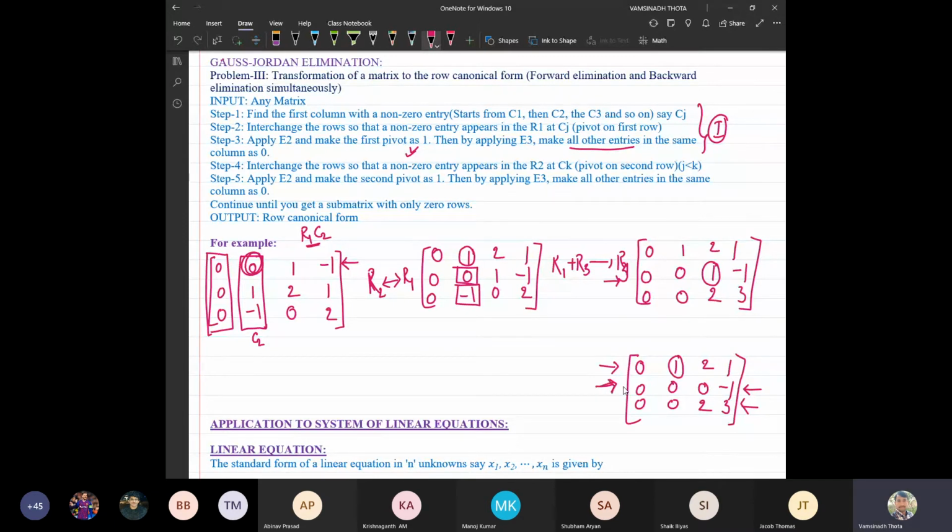Now, in the second row, what basically do you need to do? The algorithm says, you can forget about the first row for the time being. In this column there is 0, in this column also 0, and in this column there is a non-zero entry. 2 is there. Now, what should you do? You should bring this non-zero entry into the second row. So R2 interchanges with R3. Remember that. This is what you have to do.